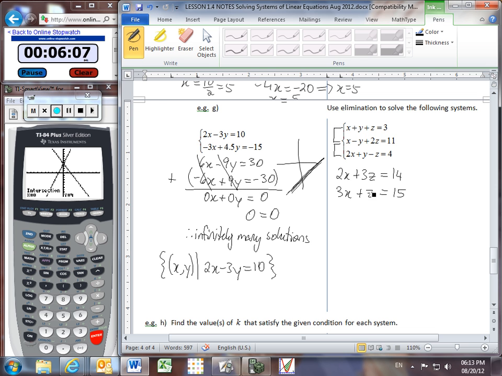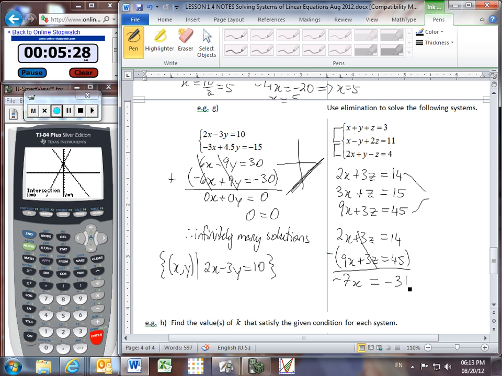Possibly I'd multiply the second equation through by 3, noticing that that now gives me a 3z in the first equation and a 3z in the second equation. Because the signs are the same, I should subtract. So I'll do 2x plus 3z equals 14. I'll subtract the equation 9x plus 3z equals 45. And that leaves me with 2x minus 9x. The 3z's, of course, cancel. That's the whole point of my work. 14 minus 45 is negative 31.